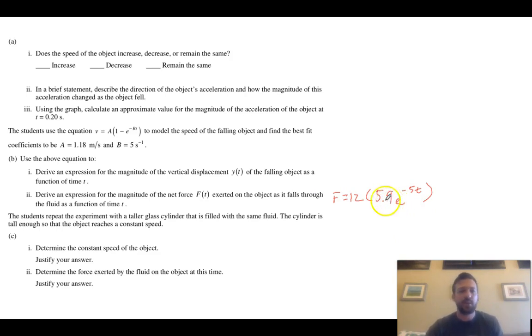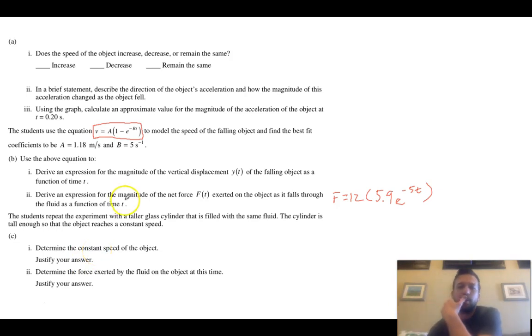Cool. Okay, the students repeat the experiment with a taller glass cylinder that is filled with the same fluid. The cylinder is tall enough so that the object reaches a constant speed. Determine the constant speed of the object. So we're still using this formula. They just put it in a larger cylinder. Well, remember I was talking about terminal velocity? There's a point at which terminal velocity happens and the speed never changes. Terminal velocity happens after a long period of time.